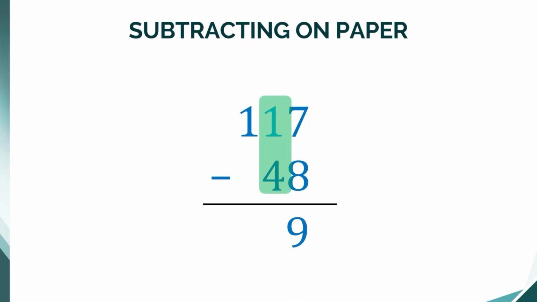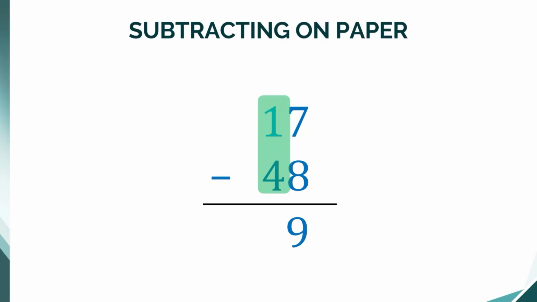Then we're going to repeat this process. We go to the second column. Again, we have a problem. We can't do 1 minus 4 equals negative 3. So we have to look to the column to the left again, and we have to steal 1 from that 1. So 1 minus 1 is 0.